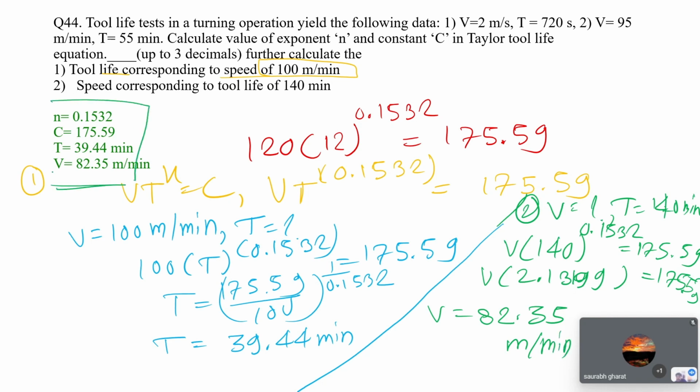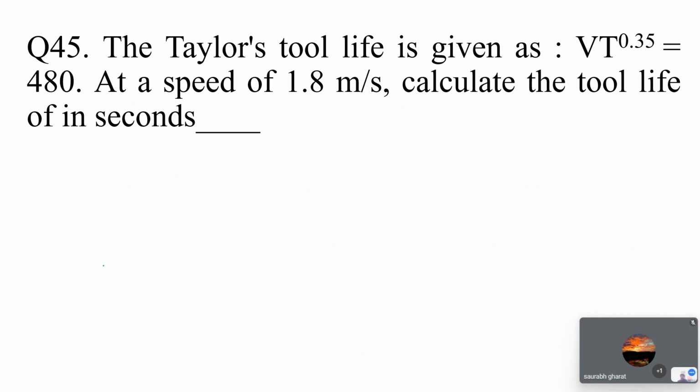Okay, so everything is answered here, and all the questions are solved for you, okay, with different colors. So right now, question 45. A Taylor equation is given. What is it? This is very simple than previous.